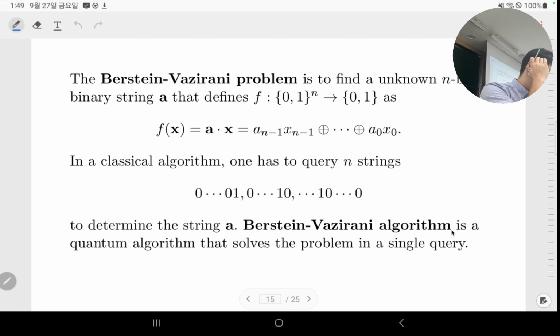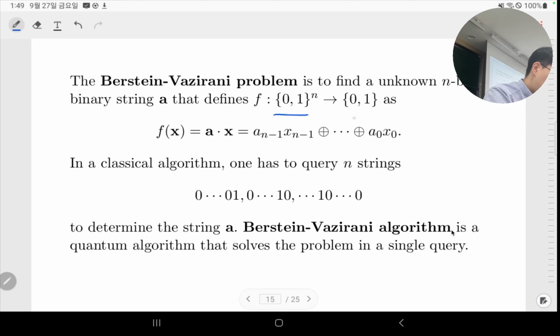So this is the situation where you have a function that takes an n-bit string of bits and then gives you 0 or 1. And the formula of the function depends on an n-bit string, the constant n-bit string a. So if you have a and your input is x, the output is given by the Boolean algebra sum between these n numbers. So you take the multiplication bitwise, and then you add them up as an XOR or Boolean algebra sum.